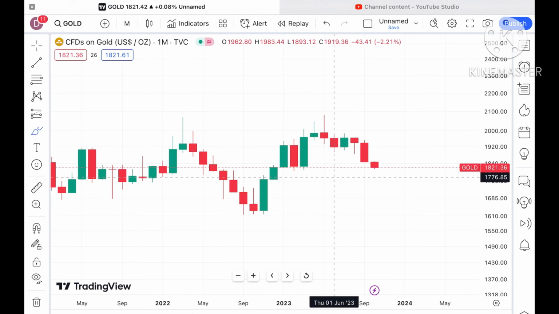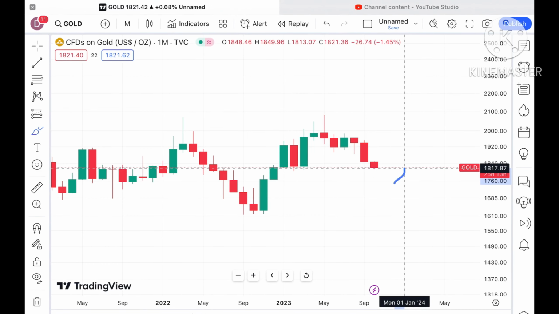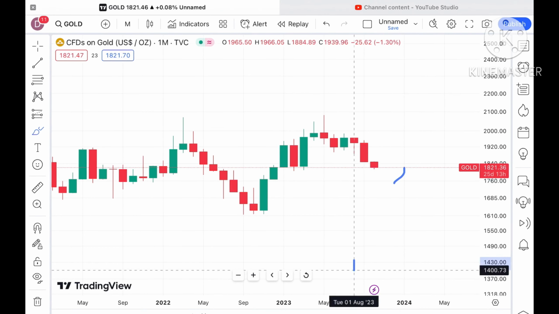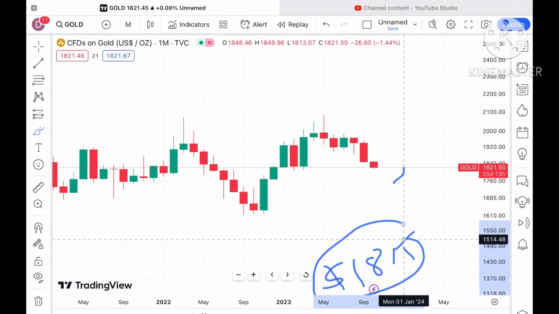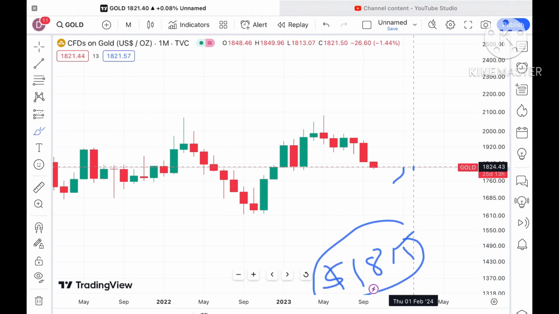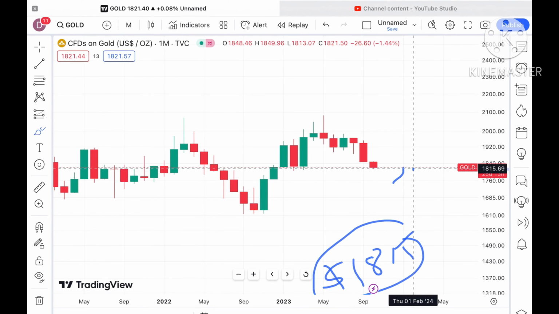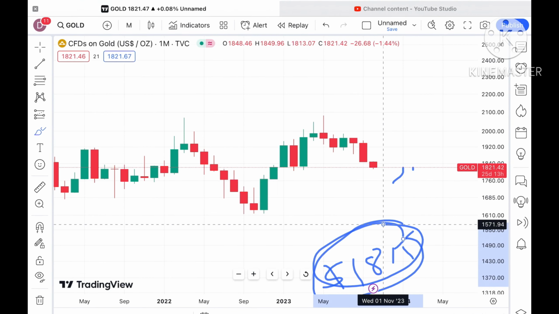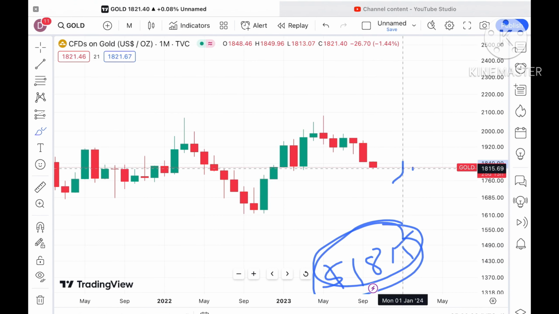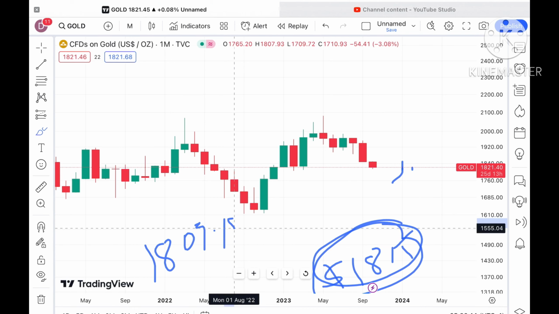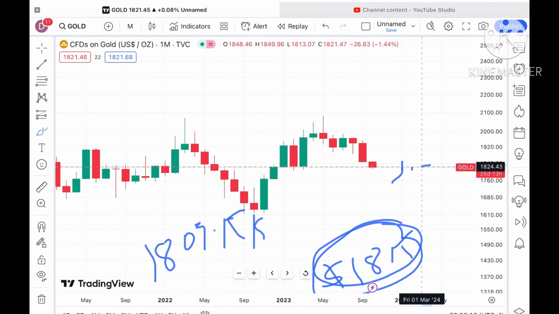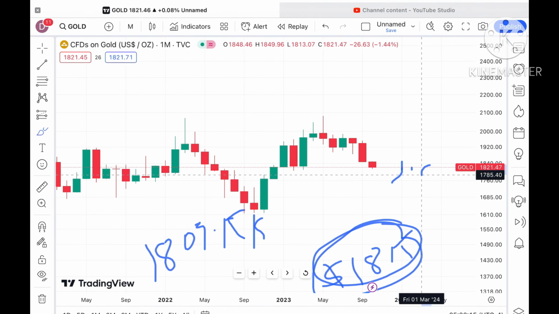Suppose the price doesn't sustain this level, and chances are high, yes, a probability that it has already touched a level of around 1815, which is a strong support, and now it has bounced back towards an upside. So if this level doesn't sustain, it can move further down again towards a level of around $1815, and if the price falls below that level, a further fall we can see towards $1809.15. Once the price falls below $1809.15, then a probability of moving further down we can see.